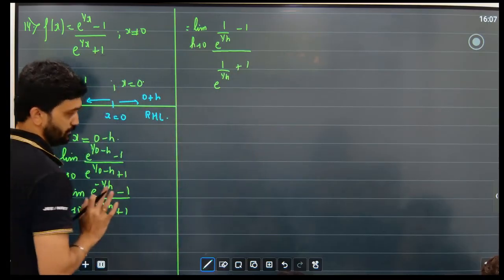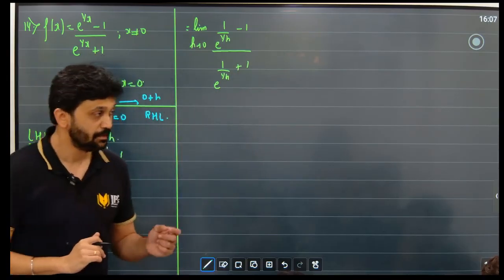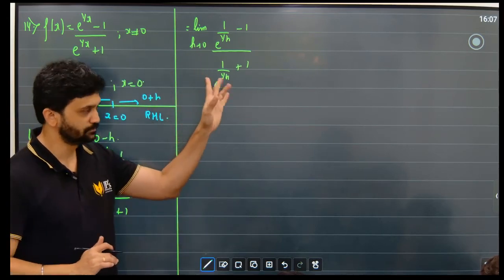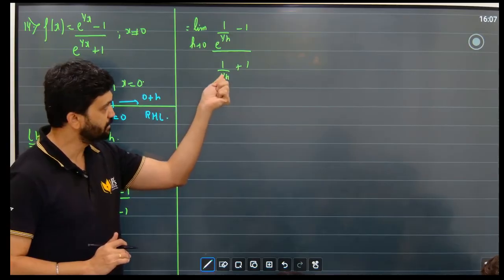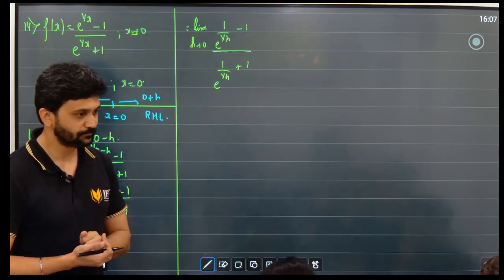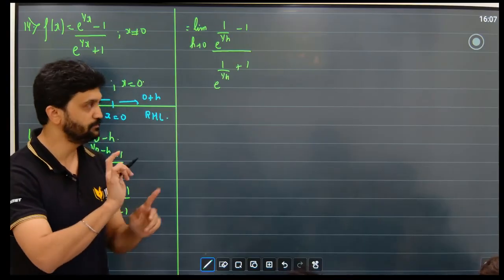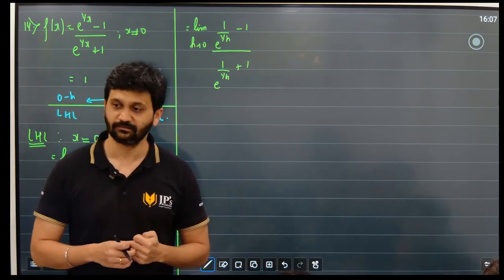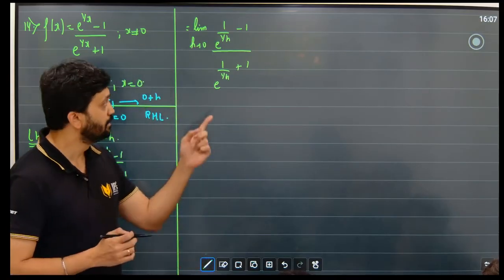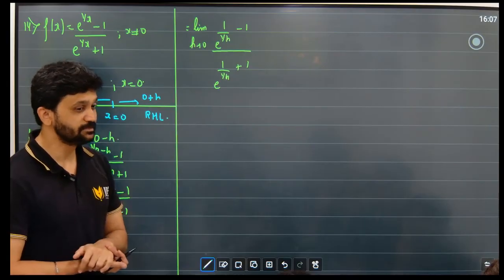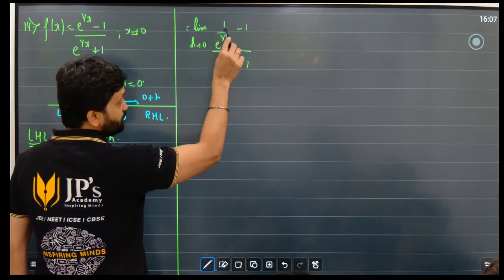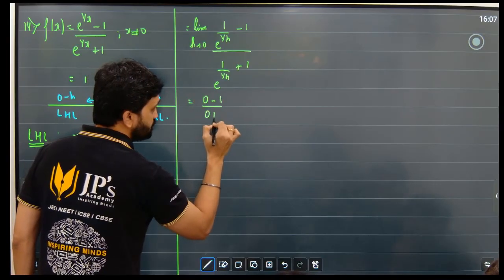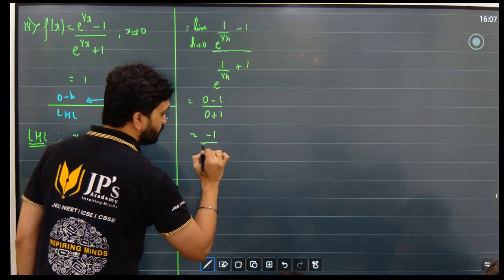Now listen carefully, guys. Okay, please pay attention. My h is tending to 0. Now step by step, please understand this. My h is tending to 0. Guys, if h is tending to 0, what is 1 upon 0? Very good. 1 upon 0 is infinity. What is e raised to infinity? Infinity. E raised to infinity is infinity. Guys, what is 1 upon infinity? 0. So this first term becomes 0 and I get 0 minus 1 upon 0 plus 1. What is the answer? Minus 1.